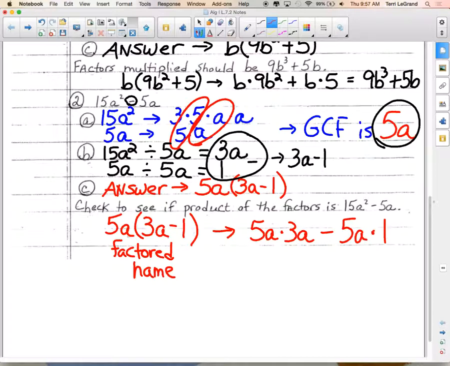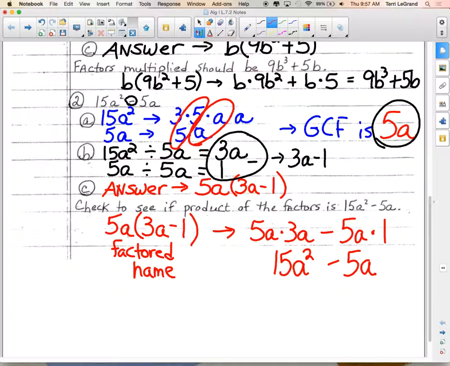So 5a gets multiplied times the 3a, 5a gets multiplied times the 1, and that is 15a squared. Take away 5a. We get the same polynomial we started with. Okay, questions? So your answer better just be a new name for the polynomial you're factoring.